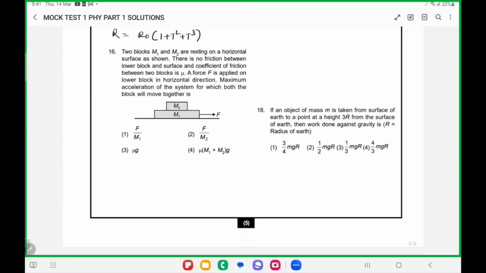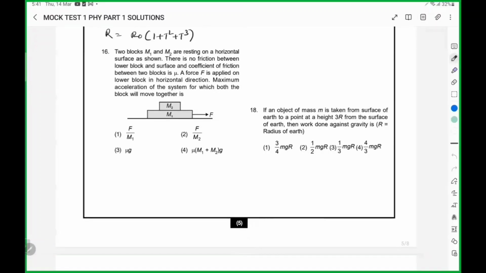Yes, two blocks M1 and M2 are resting on a horizontal surface. There is no friction between the lower block and the surface, and the coefficient of friction between the blocks is mu. So between the two blocks there is friction. A force F is applied on the lower block in a horizontal direction. Find the maximum acceleration of the system.